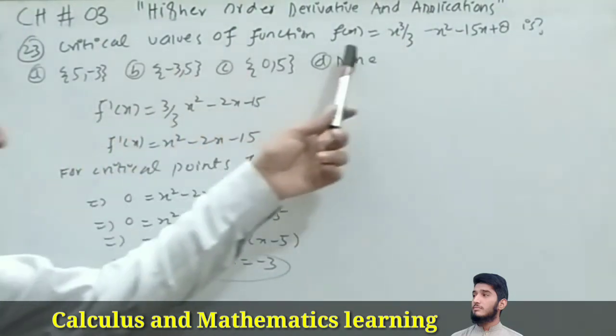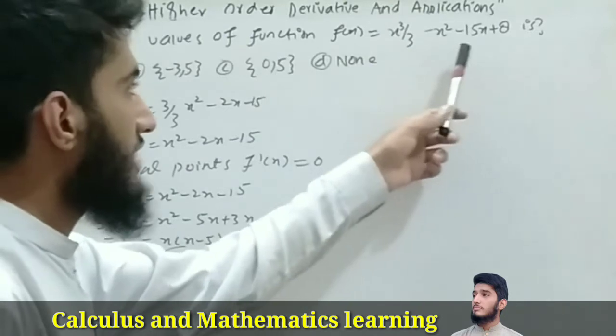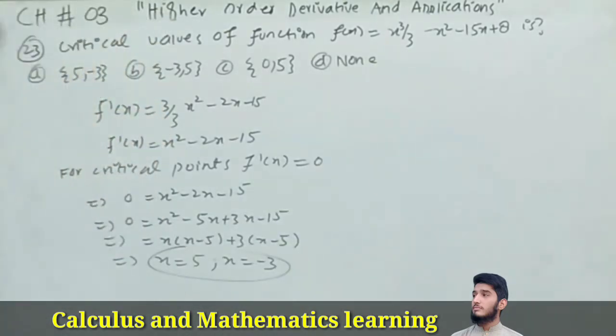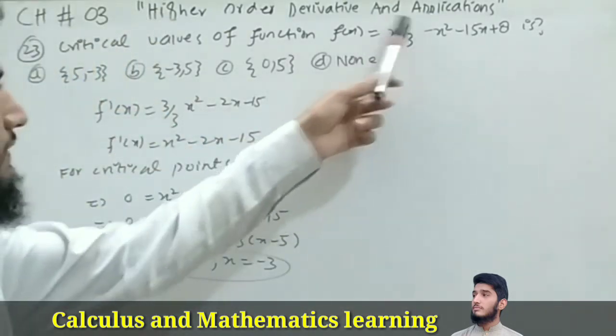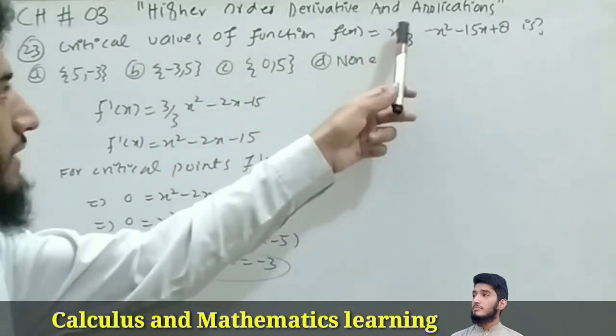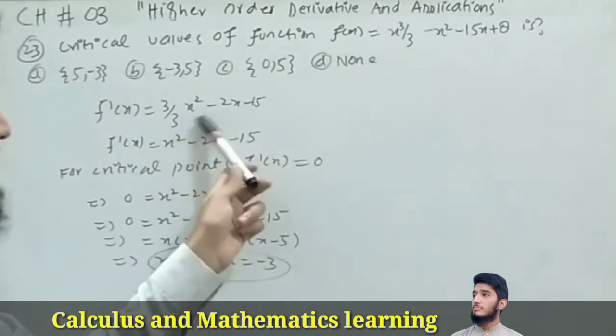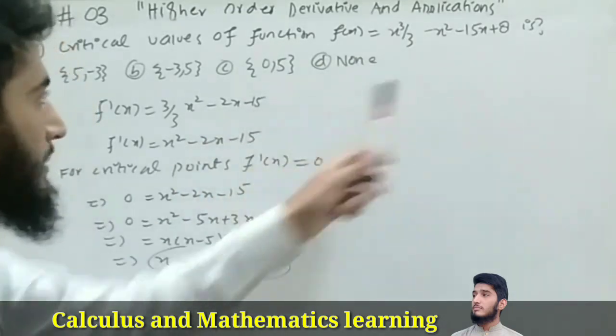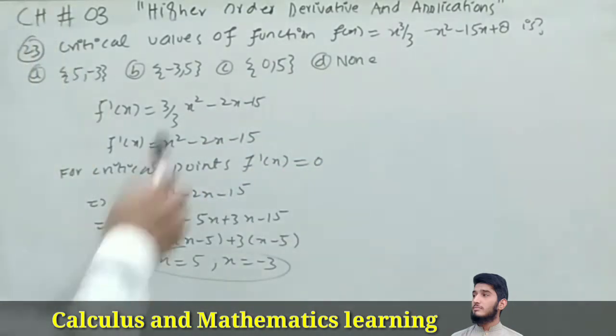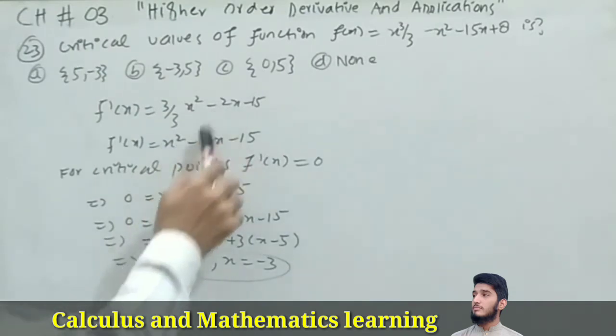Critical values of the function f of x is equal to x cubed by 3 minus x squared minus 15x plus 5 will be. Differentiating the given function, the power 3 will come to the front and subtracting 1 from the power, it will become 3x squared divided by 3, minus x squared has derivative 2x, and 15x has derivative minus 15, and the derivative of a constant is 0. 3 is cancelled out with 3, we are left with x squared minus 2x minus 15.